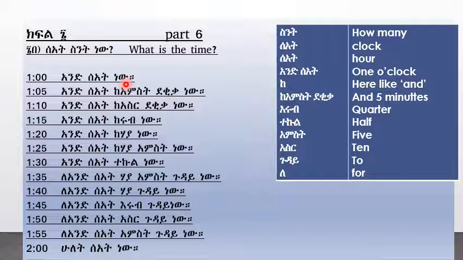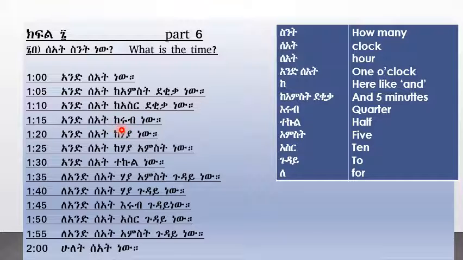አንድ ሰዓት ነው. What time is it? ሰዓት ስንት ነው? አንድ ሰዓት ነው. ሰዓት ስንት ነው? 2 ሰዓት ነው. 5 minutes elapsed. So if somebody asks you ሰዓት ስንት ነው? You answer አንድ ሰዓት ከ5 ደቂቃ ነው. አንድ ሰዓት ከ10 ደቂቃ ነው. አንድ ሰዓት ከ15 ነው.